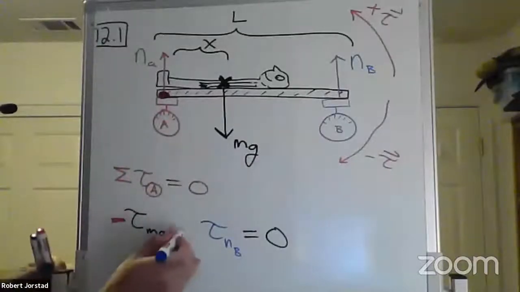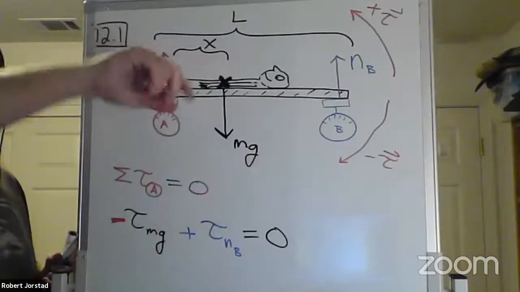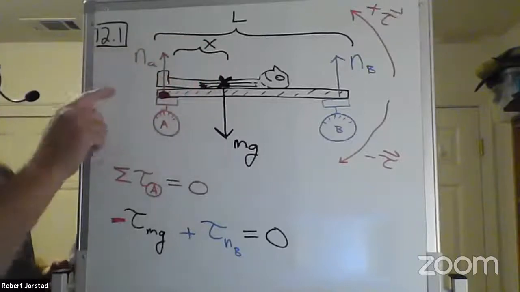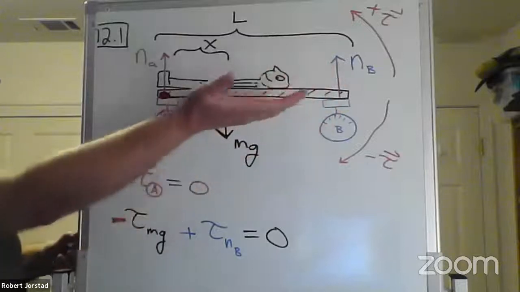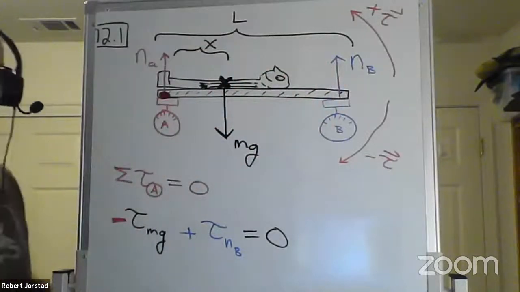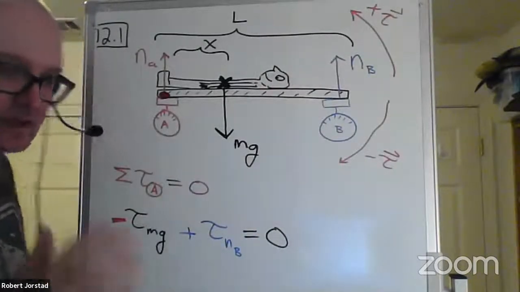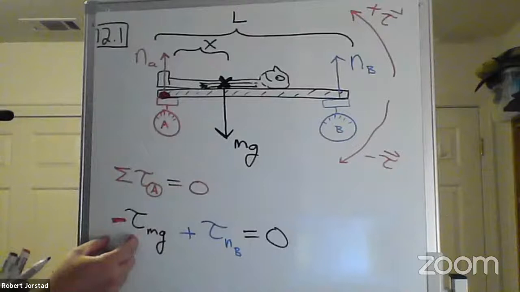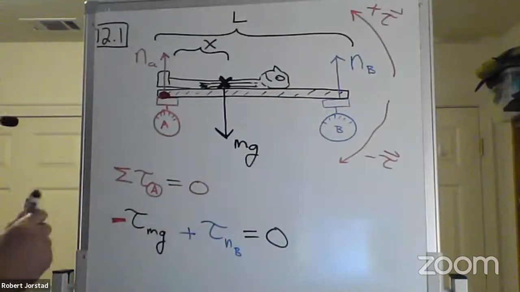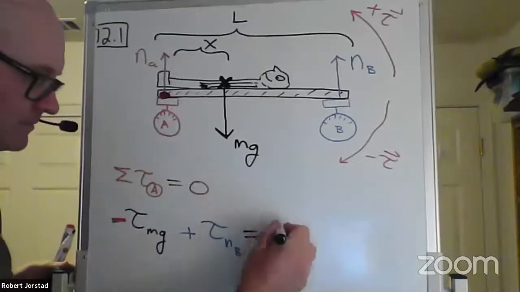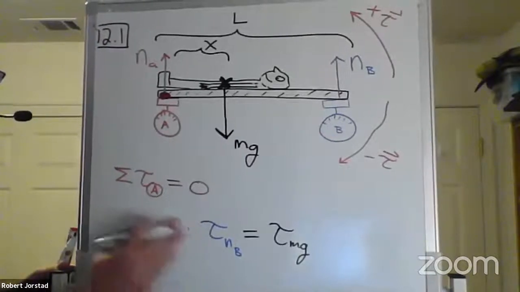This one's positive. Again, R cross F into the page. mg causes a negative torque. R cross F out of the page. NB, positive torque. Does it matter which way you call plus or minus? No. Look what you could do right here. Couldn't I just move this over to the other side? And that's what I'm going to do next. Just add that to both sides.